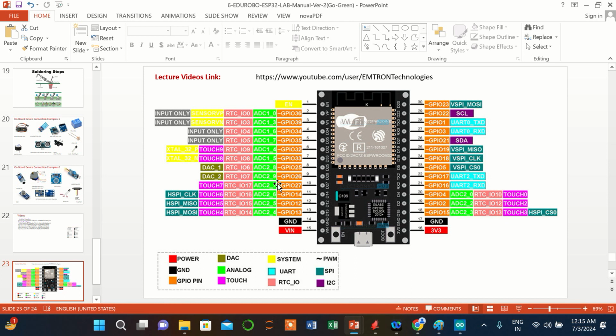a resolution, right? Based on the resolution, let's say D0 to D11, 12-bit resolution means 2 to the power of 12, where your output value could range anywhere between 0 to 4096. So we will see how ADC works.